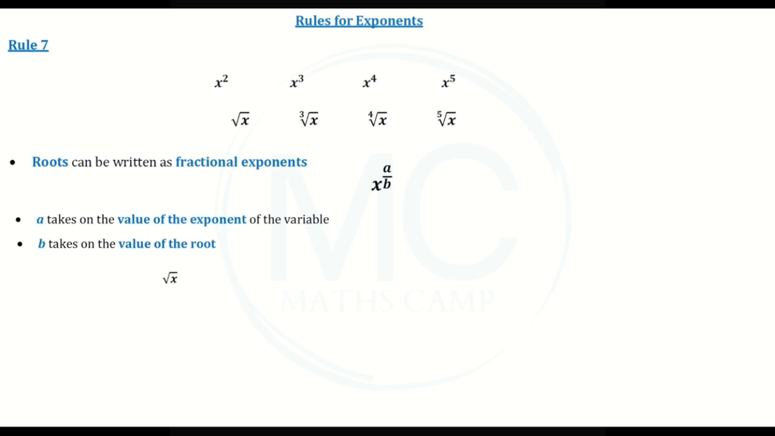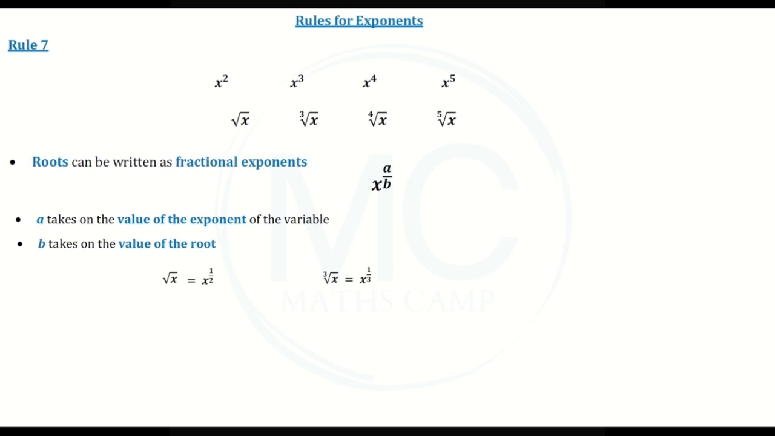Let's look at the square root of x. We know that x is actually x to the power of 1. A square root is root 2, so we get x to the power of 1 over 2. What about the cube root of x? x is actually x to the power of 1, so we get x to the power of 1 over 3.